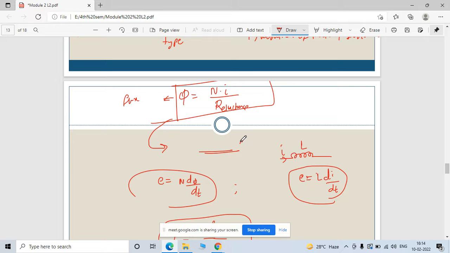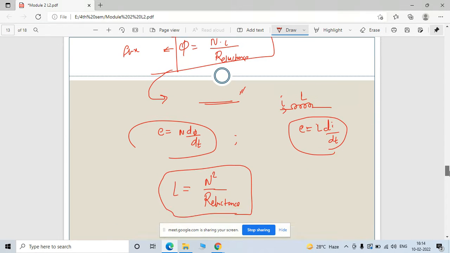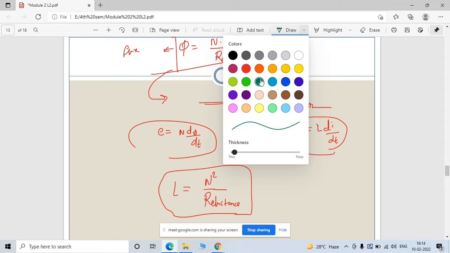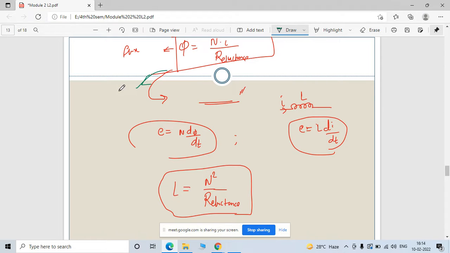Actually, I have the derivation, but I am not going through all of it. Take this as your homework to find out this derivation. Find out this derivation and put this value in these equations, so you get this relation, which is nothing but L equals N square by reluctance.